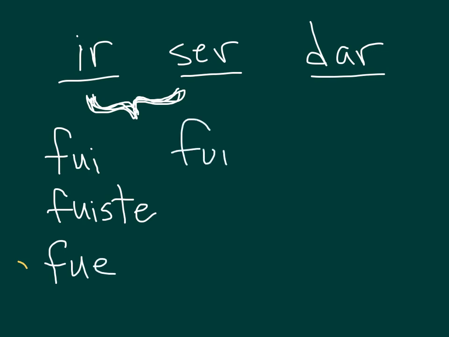Nosotros form, fuimos. And ellos fueron. So they share. Fui, fuiste, fue, fuimos, fueron. And I know sometimes you look at that and you think, how am I ever going to tell them apart? You do. You just tell them apart by the context, by the rest of your sentence. You know you have to look at context anyway all the time. I'll put dar on the next slide so I don't have to squeeze it in right here.